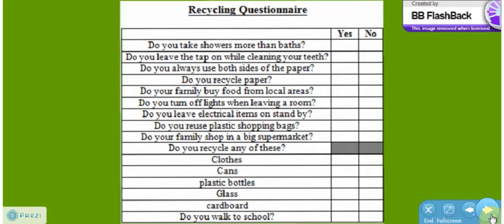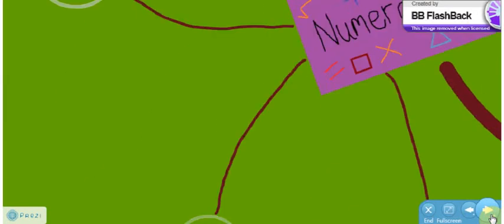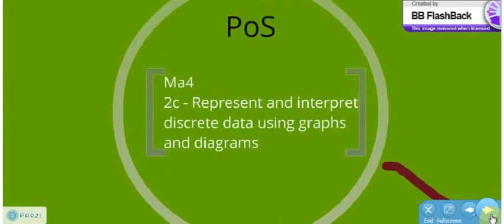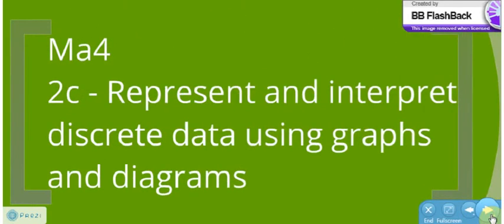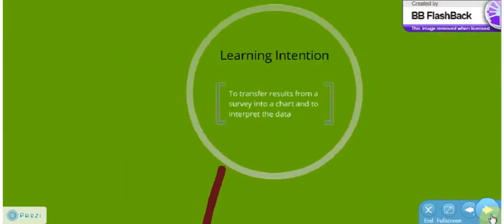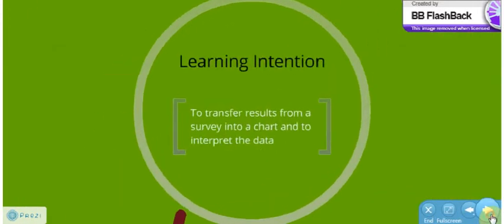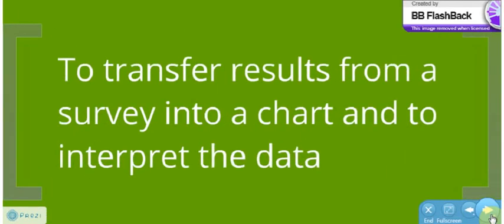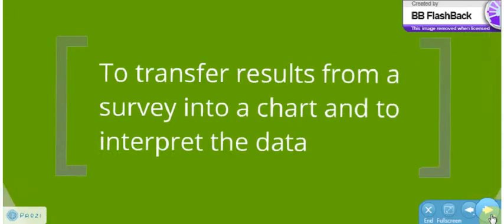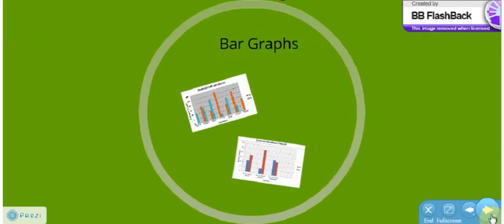The programme of study for this lesson is representing and interpreting discrete data using graphs. During the hour lesson, we want the children to be able to transfer results from the survey into a bar chart and interpret the data. The data will be collected during the lesson for the aforementioned survey, and will then be transferred into a bar graph using Microsoft Excel.